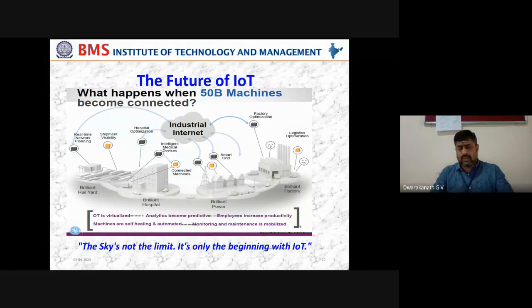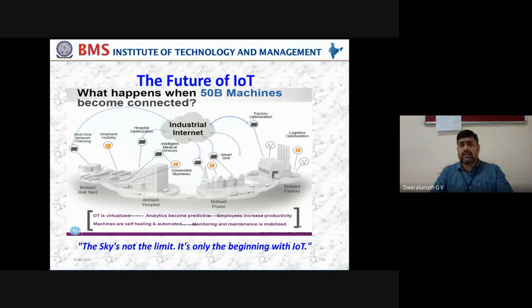I have collected some 10 to 15 expert talks based on this IoT, and I myself did a course on this IoT at the University of Michigan. When I did all these things, I observed that the entire world is backing this IoT. So what happens when 50 billion machines become connected in different fields? This is very important.